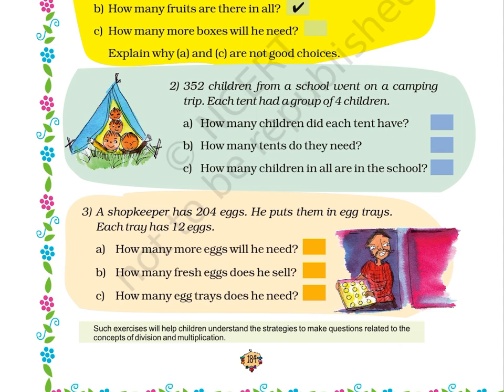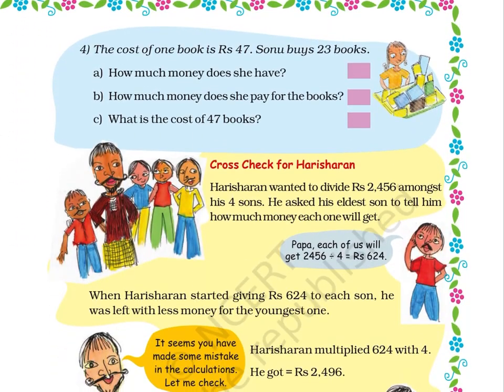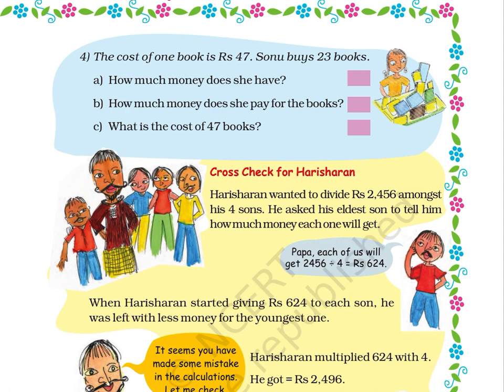For the teacher. Such exercises will help children understand the strategies to make questions related to the concepts of division and multiplication. Page 185. 4. The cost of one book is Rs 47. Sonu buys 23 books. A.